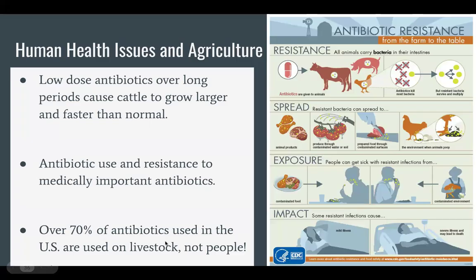Just another fact, about 70% of antibiotics that are used in the US are used on livestock and not on people. So this is a potentially very serious externality of animal agriculture.